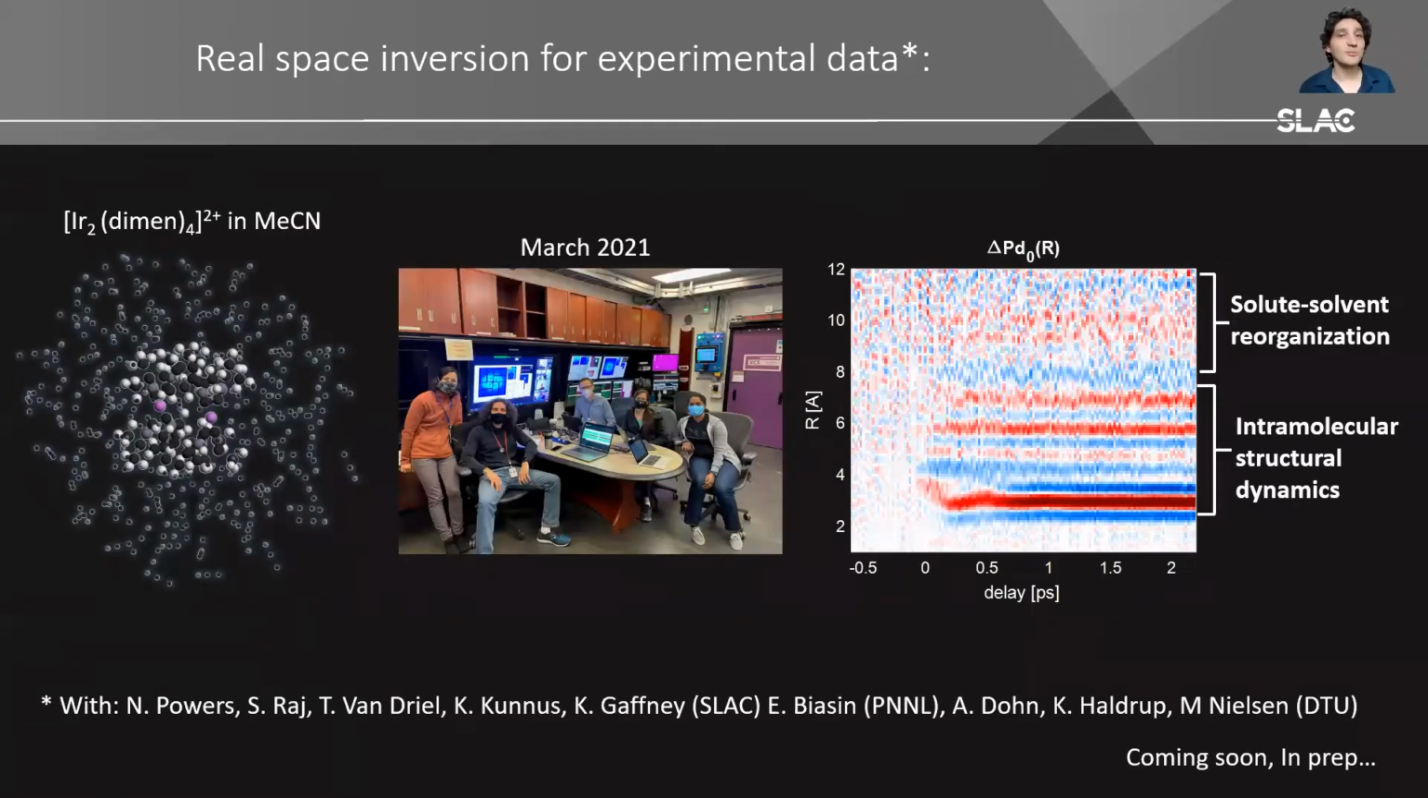Finally, here are preliminary results on experimental data of an even more complex system. Here we measure scattering in iridium diamond, a 130 atom model photocatalyst system in solution. The iridium atoms are strongly scattering and they act as contrast agents for the pair densities. We also use here the natural scattering kernels and recover in real space multiple motions, and we can even disentangle intramolecular structural dynamics from the contributions of the environment around it.